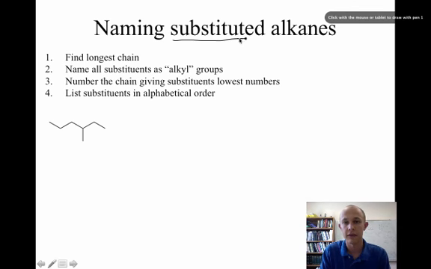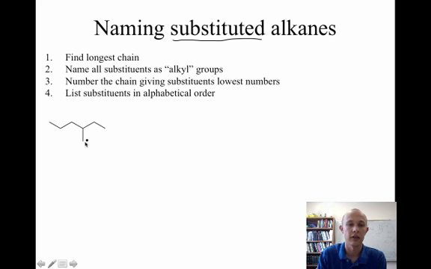Substituted alkanes will be different than linear alkanes because you see they have things branching off of a long chain. So the first thing that we're going to do is find the longest chain. Notice that there's several chains here that we could count. We could count 1, 2, 3, 4. We could count 1, 2, 3, 4, 5. But notice the longest chain is 1, 2, 3, 4, 5, 6. So the longest chain in this particular case is hexane. So that's going to be the base name, because that's the longest chain of this alkane.